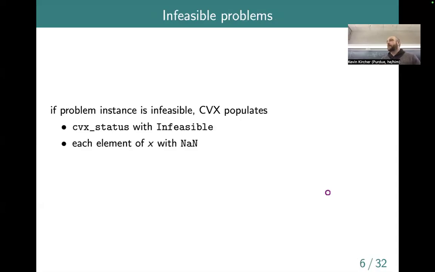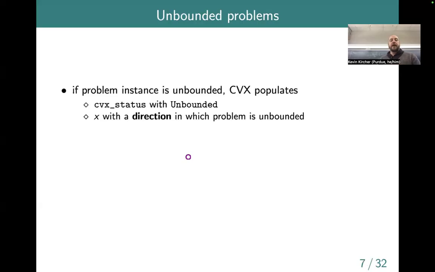If your problem is infeasible and you pass it to CVX or CVXPY, the exit status will be infeasible, and they will populate x with a vector of NaNs. That means not a number. So if you are trying to use this downstream of the CVX scope to, say, draw a plot, you will not be able to plot anything because you'll have NaNs stored in your elements.